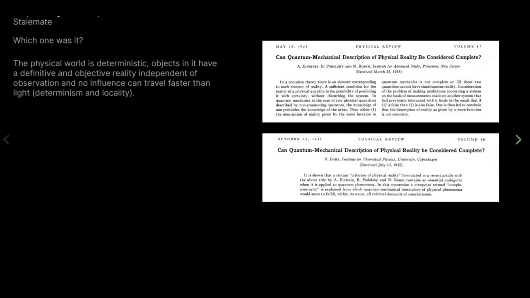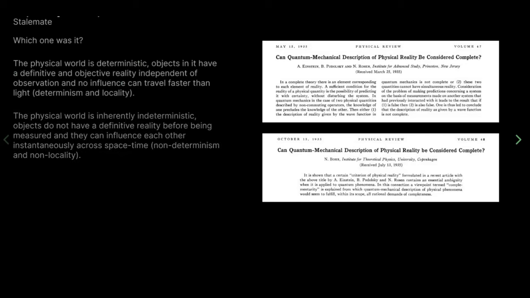So which one was it? Was the physical world deterministic, with objects in it having a definite reality independent of observation, which is called determinism and locality? Or was the physical world inherently non-deterministic, with objects not having a definite reality before they are measured, and influencing one another instantaneously across space-time? This view was called non-determinism and non-locality.